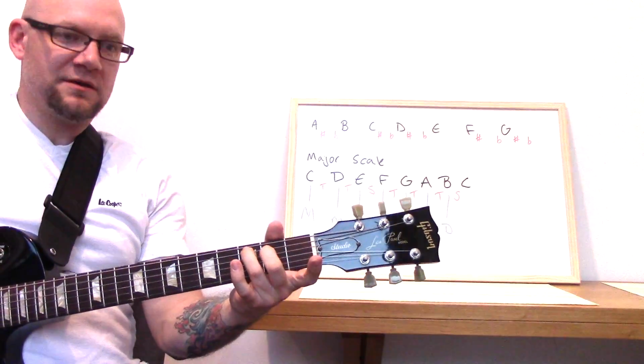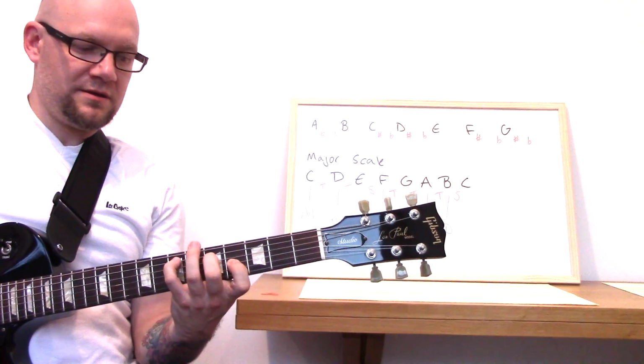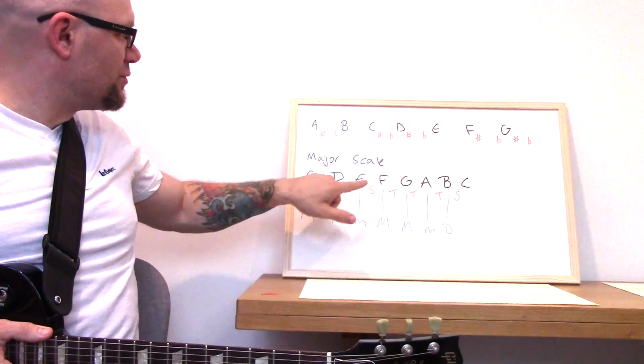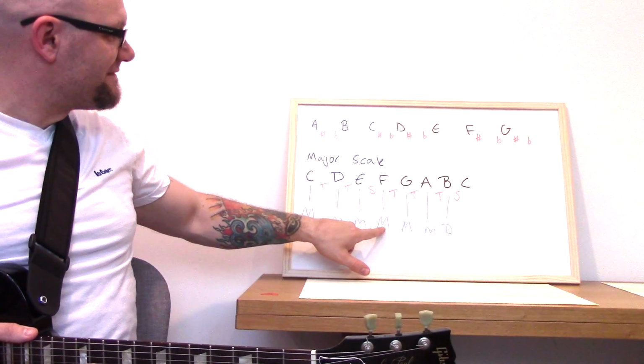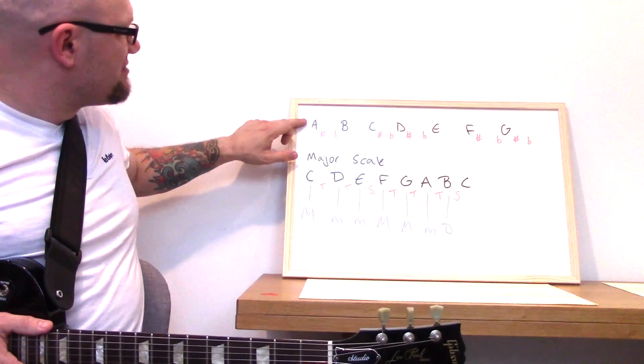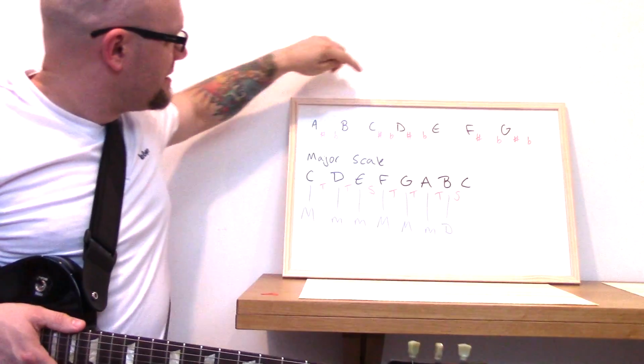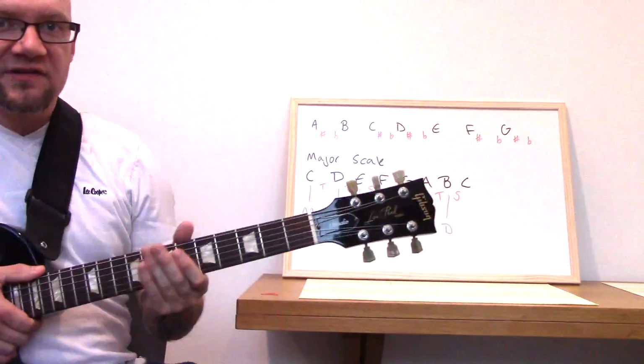So C, E, G, D, F, A, E, G, B. What's the next chord? So the next chord is an F. Okay, and this is an F major chord. So F is 1, 2, 3, 4, 5. So 1 is F, 3 is A, 5 is C.